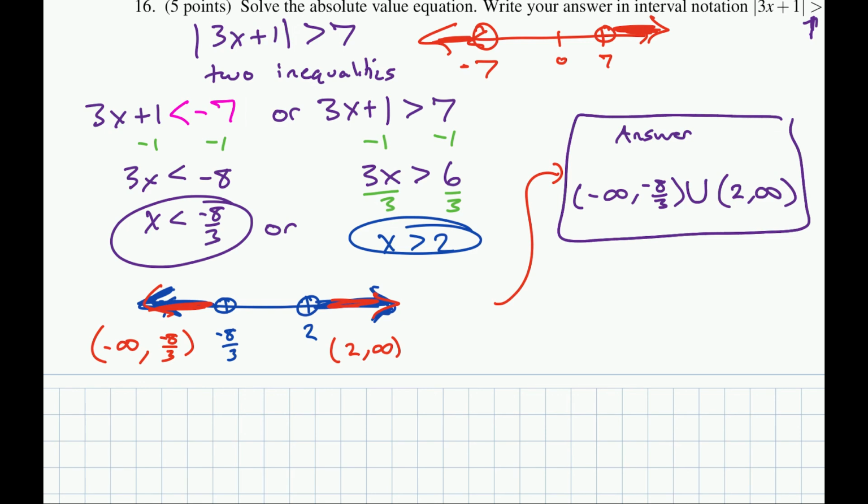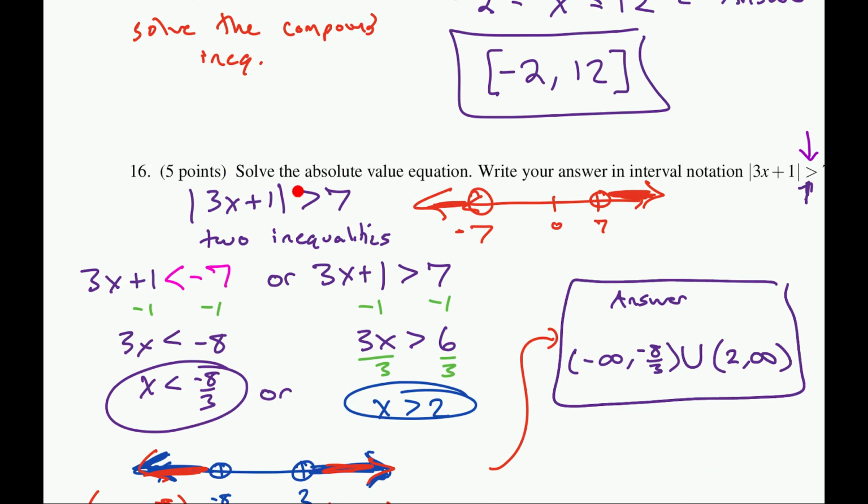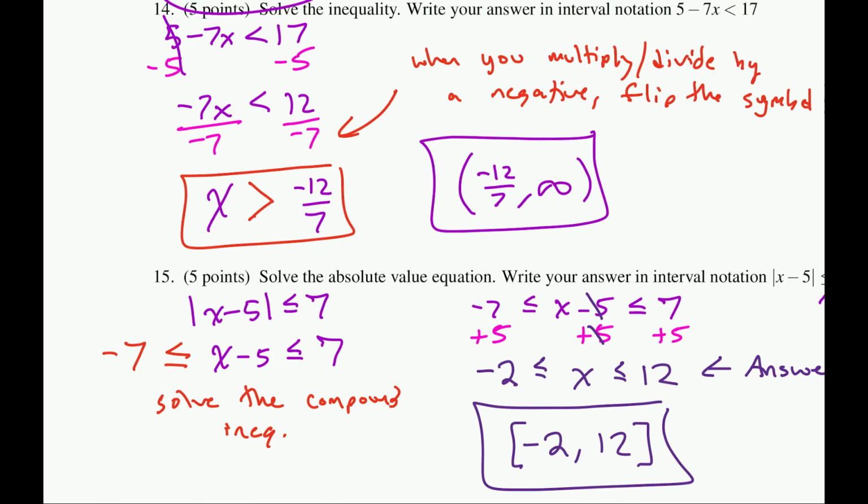Okay. So the key to this problem was knowing that using a greater than symbol here means you do one thing. Using a less than symbol means you do another thing. And so you got to know the difference.